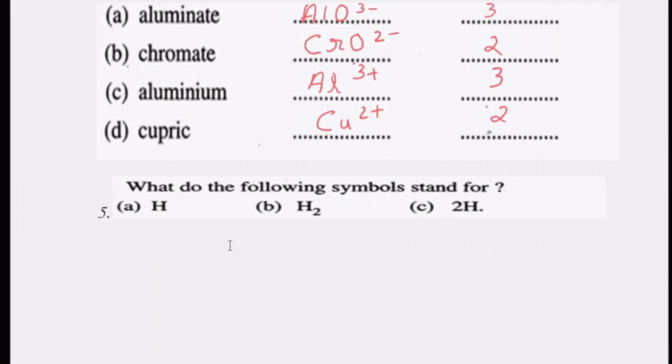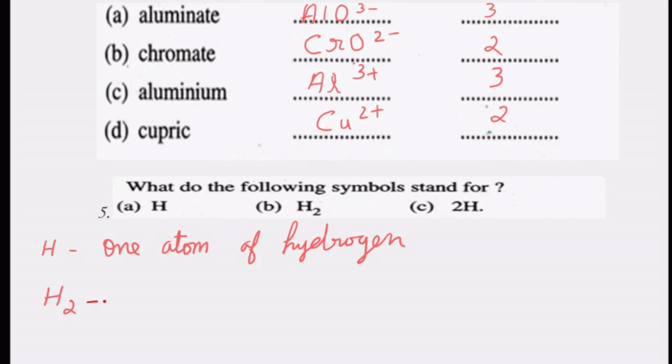And last question of this video: what do the following symbols stand for? First, we have studied that H means one atom of hydrogen. If only one H is written, it shows one atom of hydrogen. And what does H2 mean? H2 means one molecule of hydrogen. Hydrogen is a diatomic molecule and it is stable when it is in H2 form. One molecule of hydrogen.